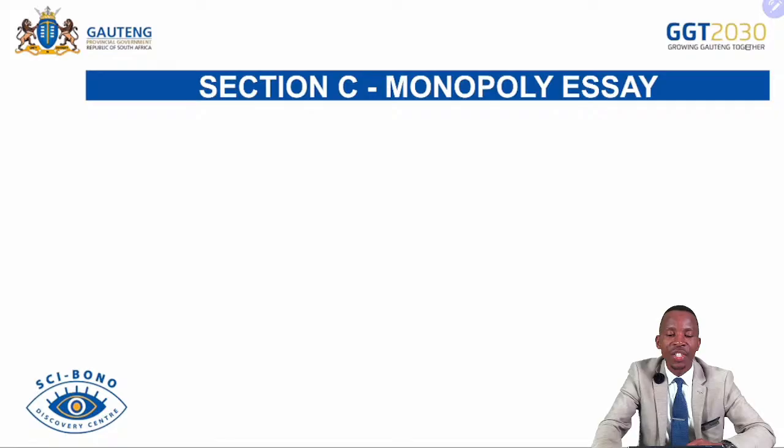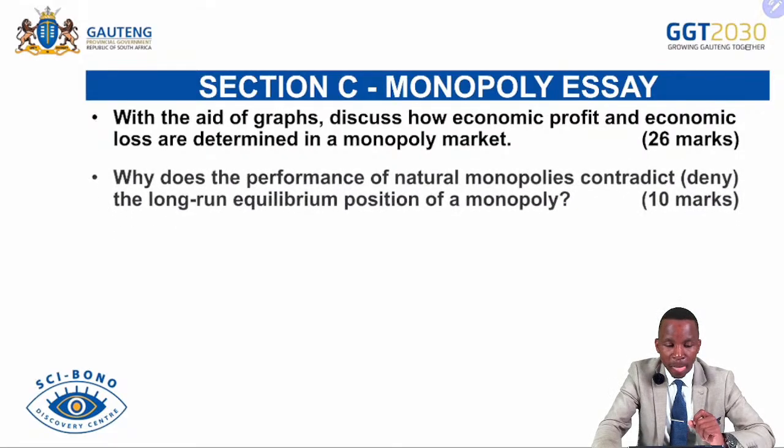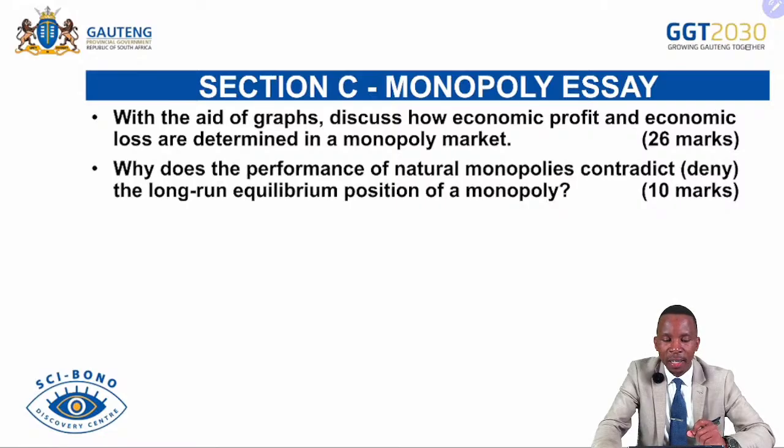And then this is section C for the monopoly. So let's see the question. The question was saying, with the aid of graphs, discuss how economic profit and economic loss are determined in the monopoly market, 26 marks. And then, why does the performance of natural monopolies contradict the long-run equilibrium position of a monopoly?